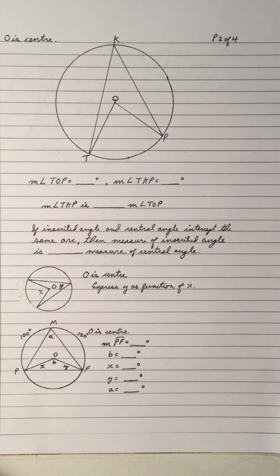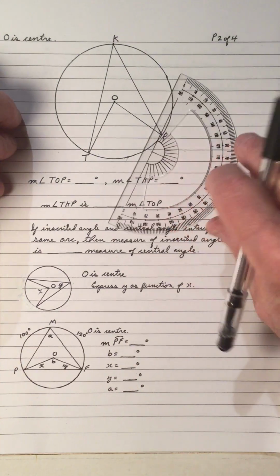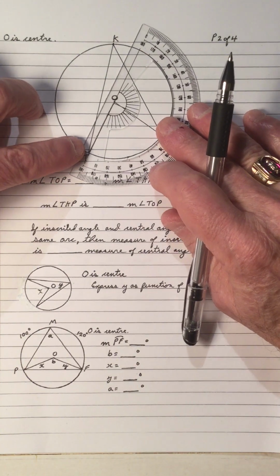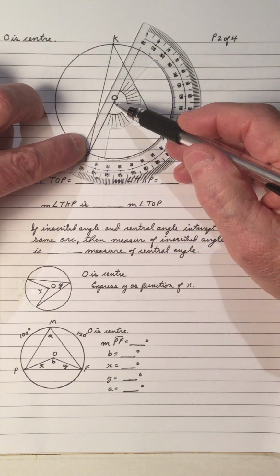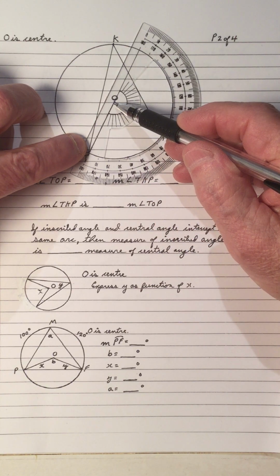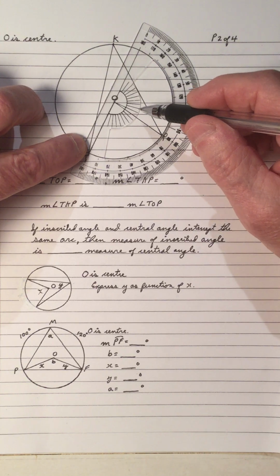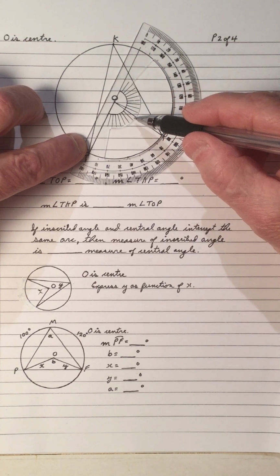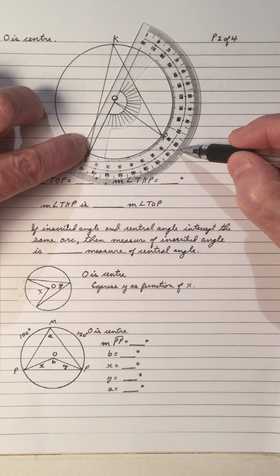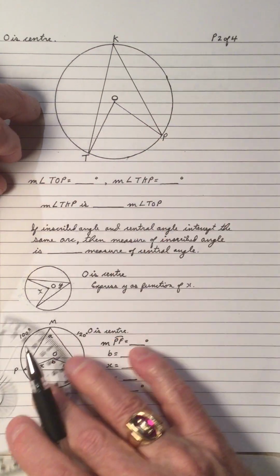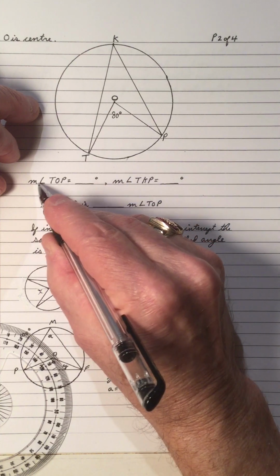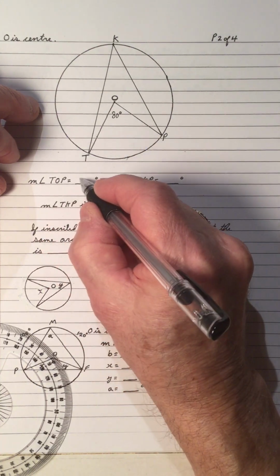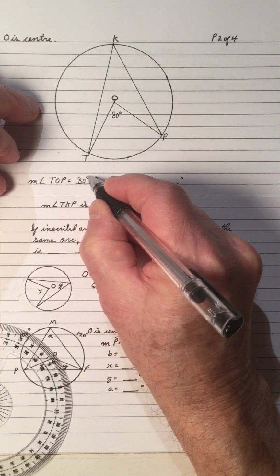So let's measure the angle TOP with a protractor. We place the protractor on the angle with this point right here at the vertex of the angle, and as you can see running up here, it's 80 degrees. So angle TOP is 80 degrees, and that's the central angle.